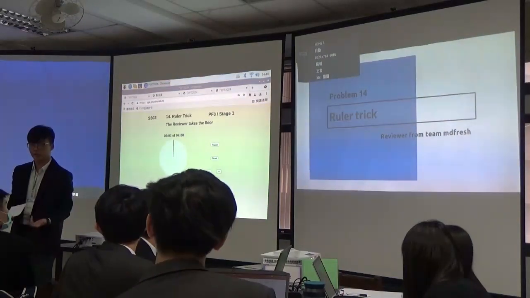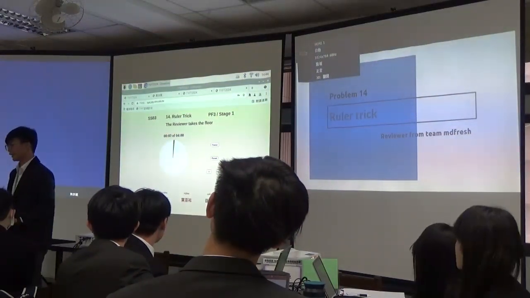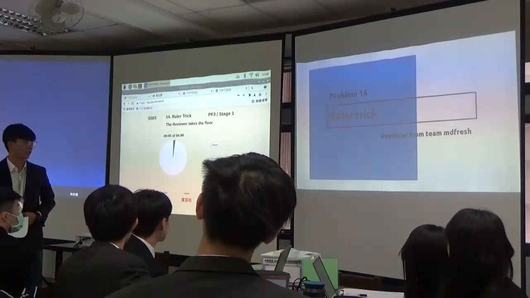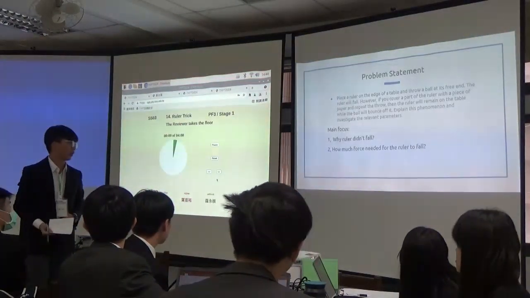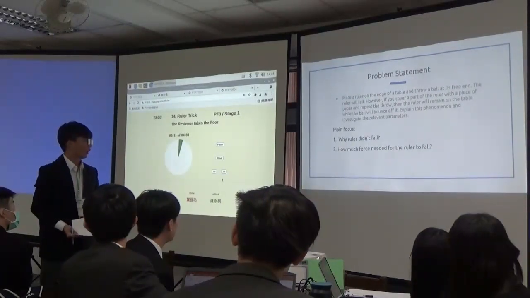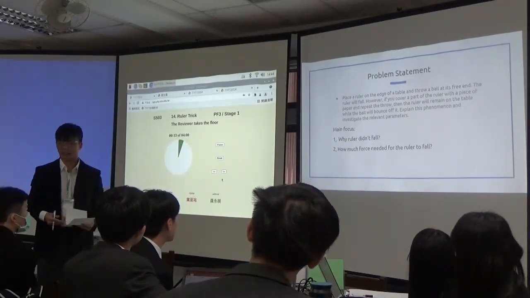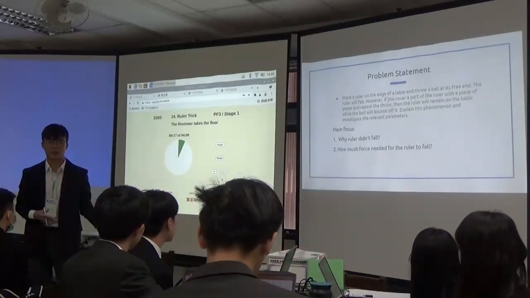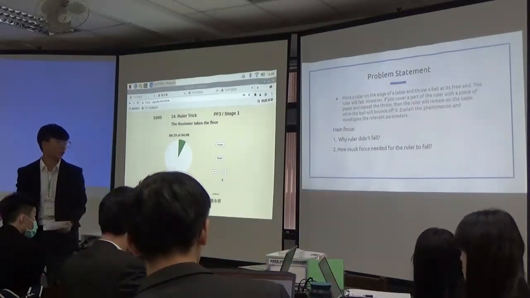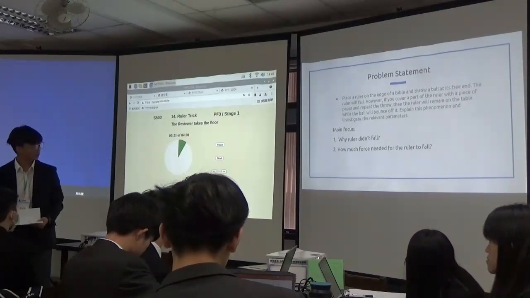So, honorable judges and distinguished contestants, this is YC from the first team. I'll be reviewing problem 14, the ruler trick. Let's start with the problem statement. Their main focus is on why exactly the ruler wouldn't fold and how much force it takes to fold. They talk about the critical force, right? And let's go on to the reporter part.